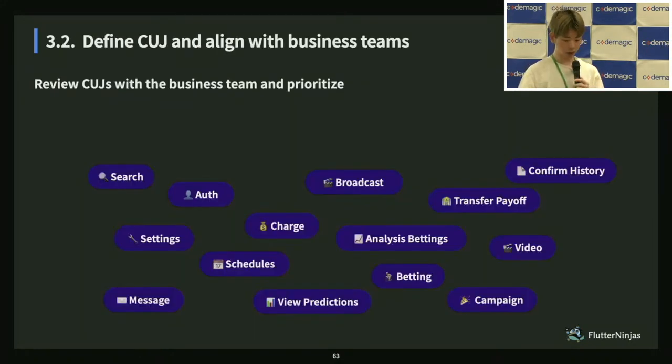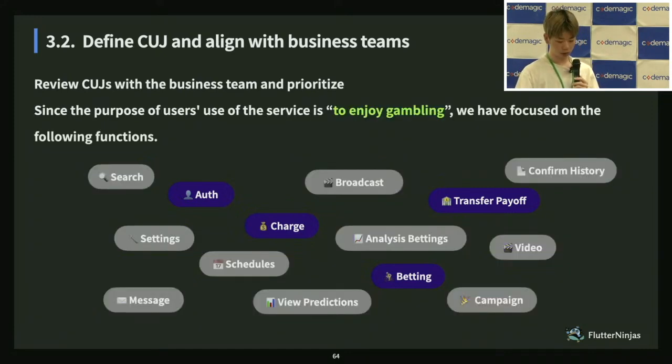After inputting knowledge, let's think about what to measure. To select what to measure, defining CUJs is necessary. When we check, there are many features. We review the CUJs with the business team to prioritize. Since the purpose of the service is to enjoy gambling, we chose the following features. Still, there are 41 SLIs to be measured.